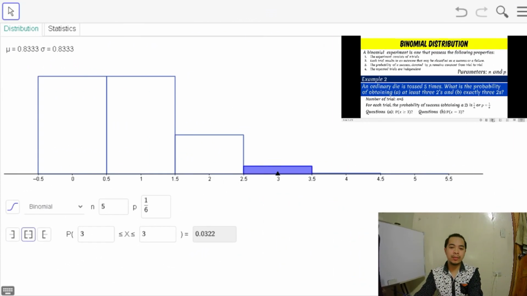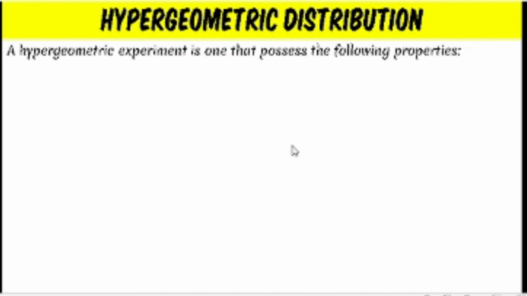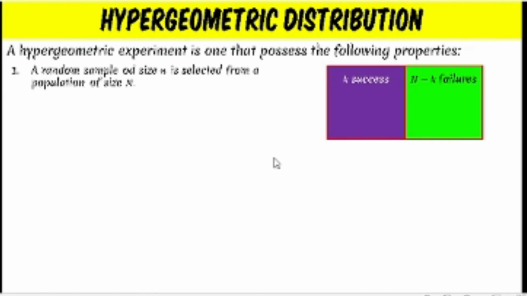Let's proceed to another problem. We have here a hypergeometric distribution. We first look at how we define a hypergeometric experiment, because it's a bit different from a binomial experiment. A hypergeometric experiment is one that possesses the following properties. Number 1, a random sample of size n is selected from a population of size N.